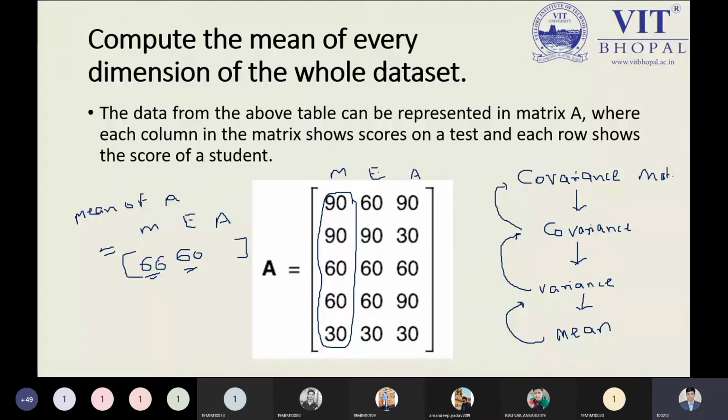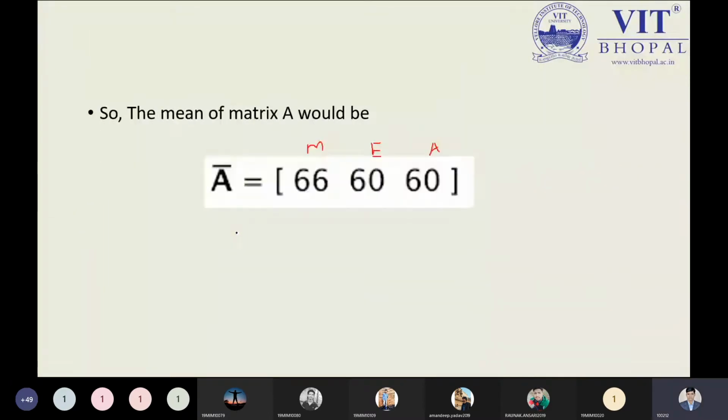60, sir. 60. Okay, how did you calculate? Can you tell me? 90 plus 30 plus 60 plus 90 plus 30 divided by 5. So we will get our answer 60, of course. Okay, so we have done this activity like this.